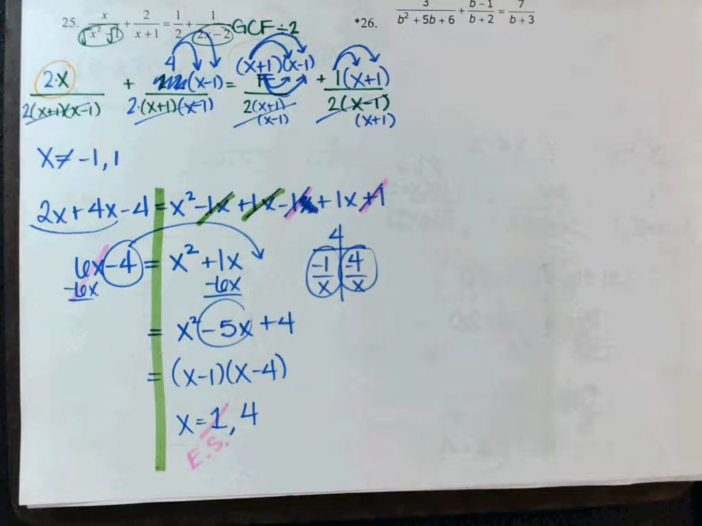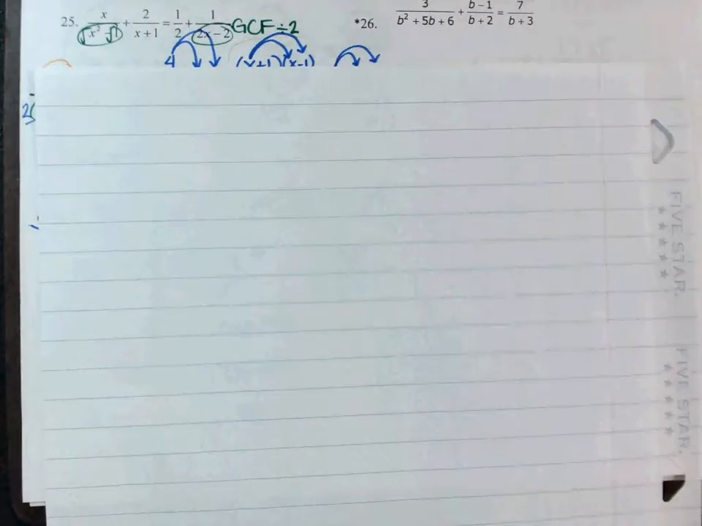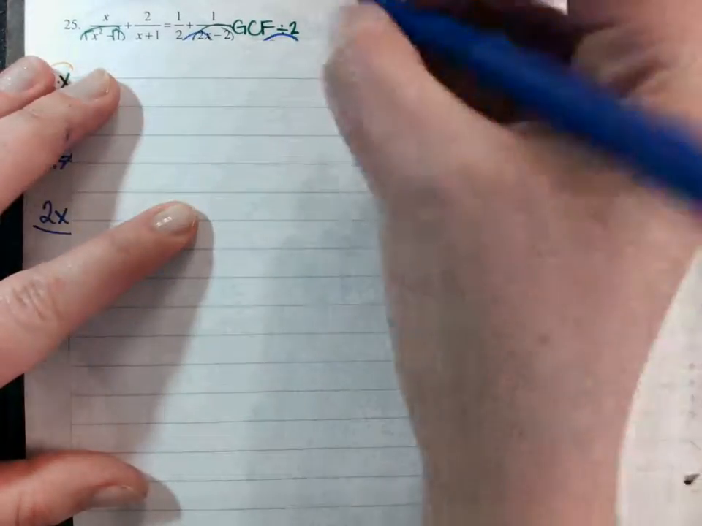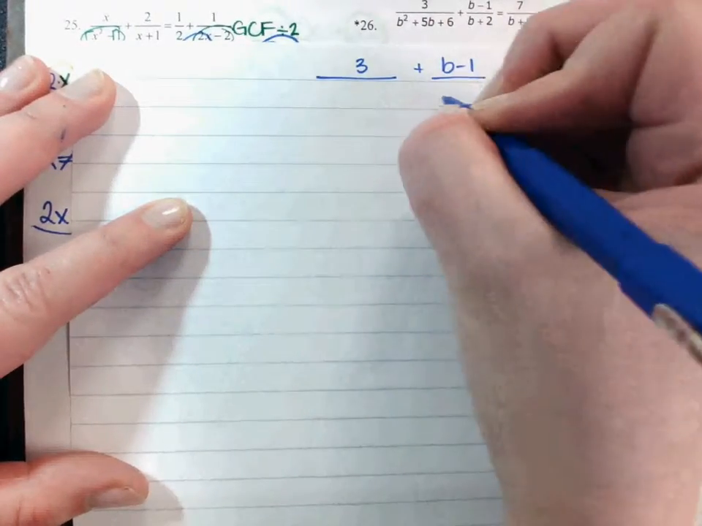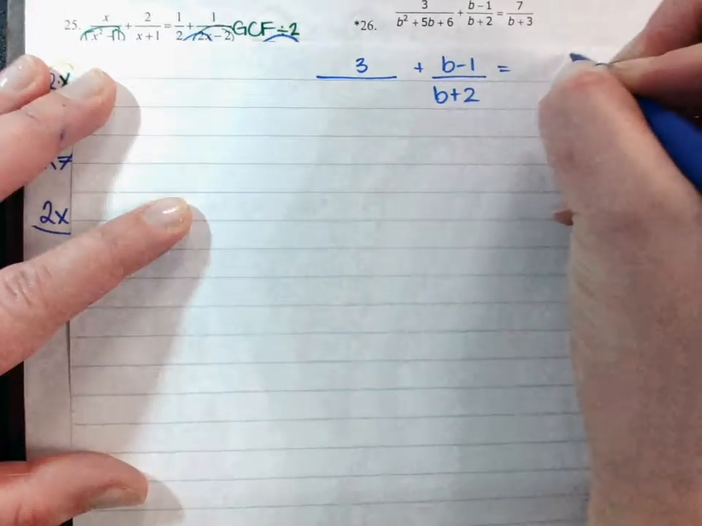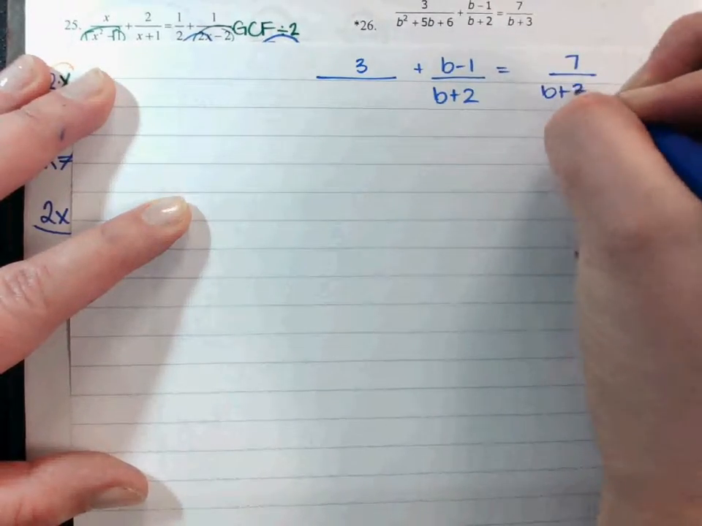So, T-chart the bottom of that. Okay, T-chart the bottom of that. It's 3 over something plus b minus 1 over b plus 2 equals 7 over b plus 3.